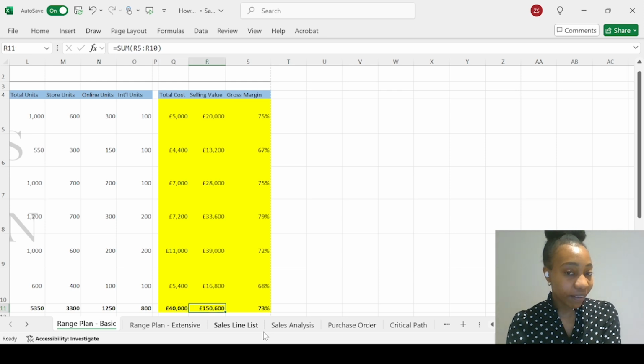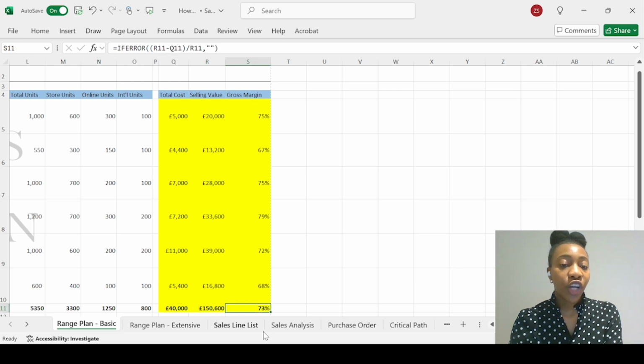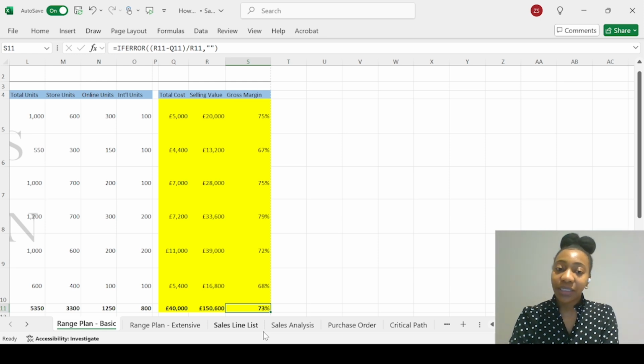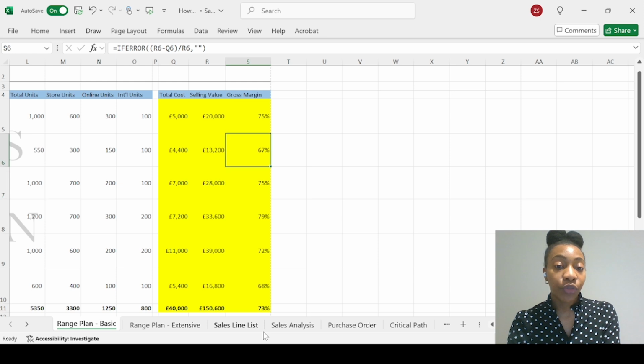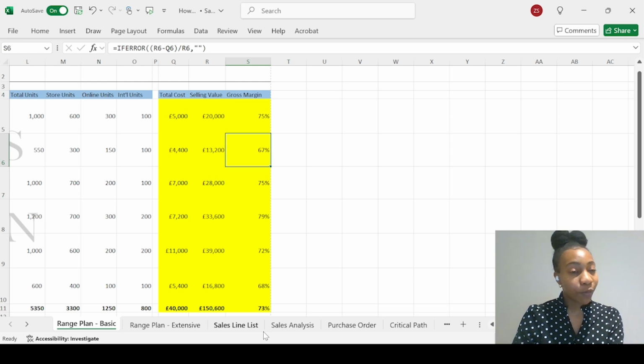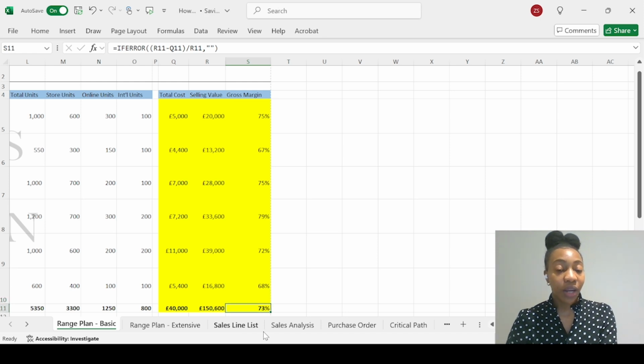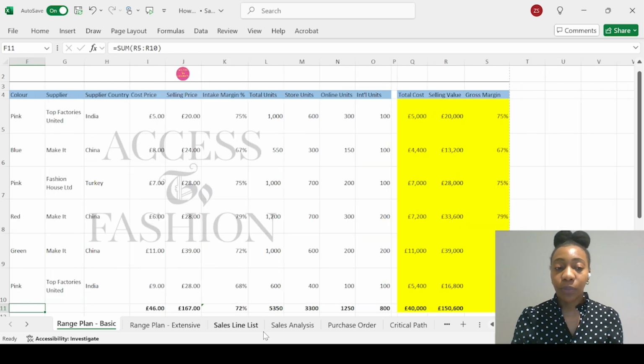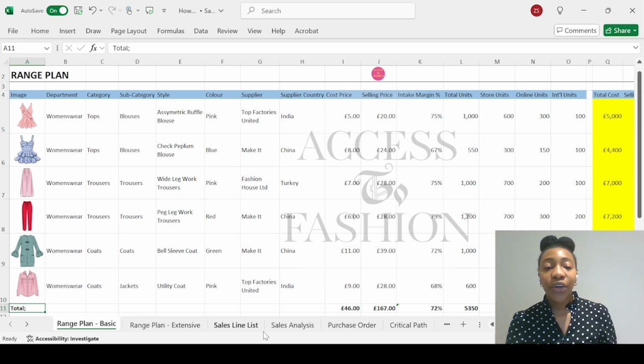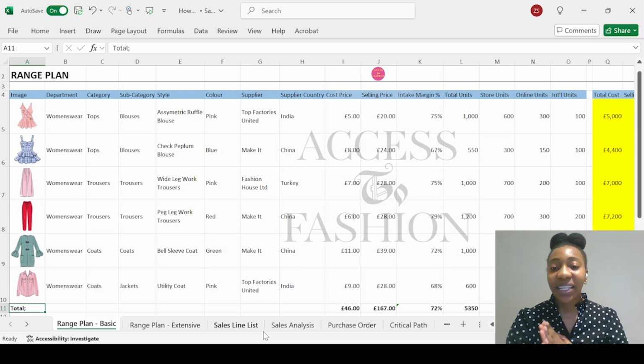And then it's the same for your selling value, and your gross margin is averaged out at 73%, so that's quite bang on your industry standard. We do have a few margins that are below, like for example your 67% here for this style and your 68% here for this style. These are on the lower side of margins, just only slightly, but overall you want to make sure your range totals out at above 70% margin. That would leave you in a comfortable position overall. So I hope this makes a bit of sense.